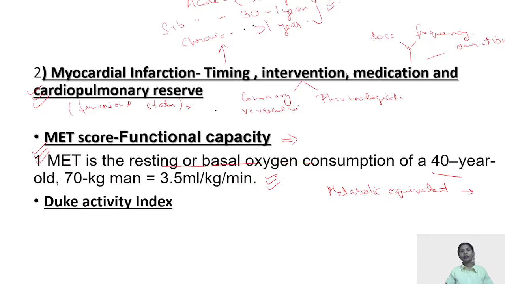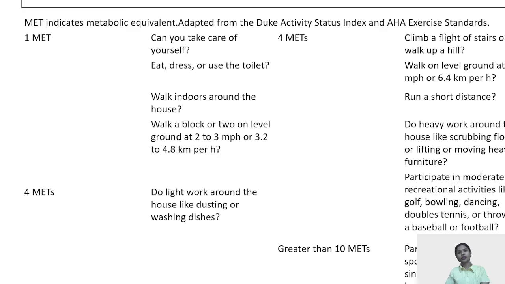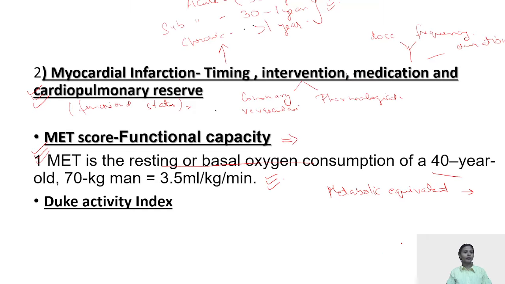Accordingly, the METs could be like 4 METs. If the patient is able to climb a flight of stairs, that is 20 steps he can take, or he can do a light work around the house like dusting or washing the dishes, or we can have a person who has MET scoring more than 10, that is he can participate in strenuous sports like swimming, football, basketball, etc. So this is how the MET scoring of the patient is taken via the history of the patient.